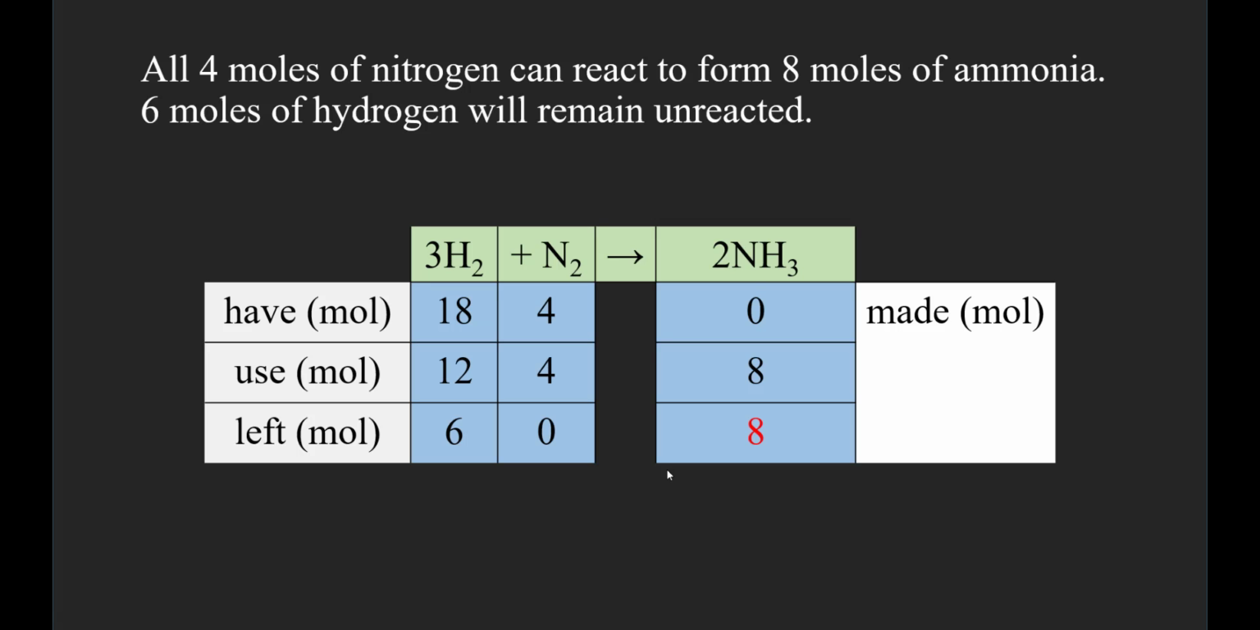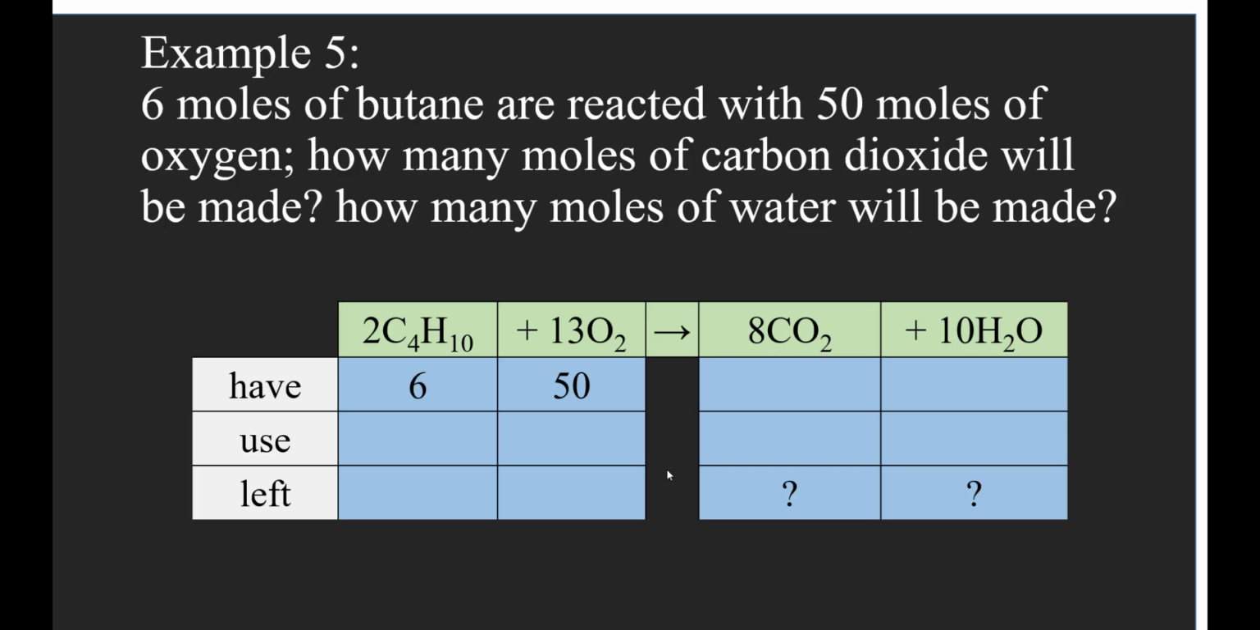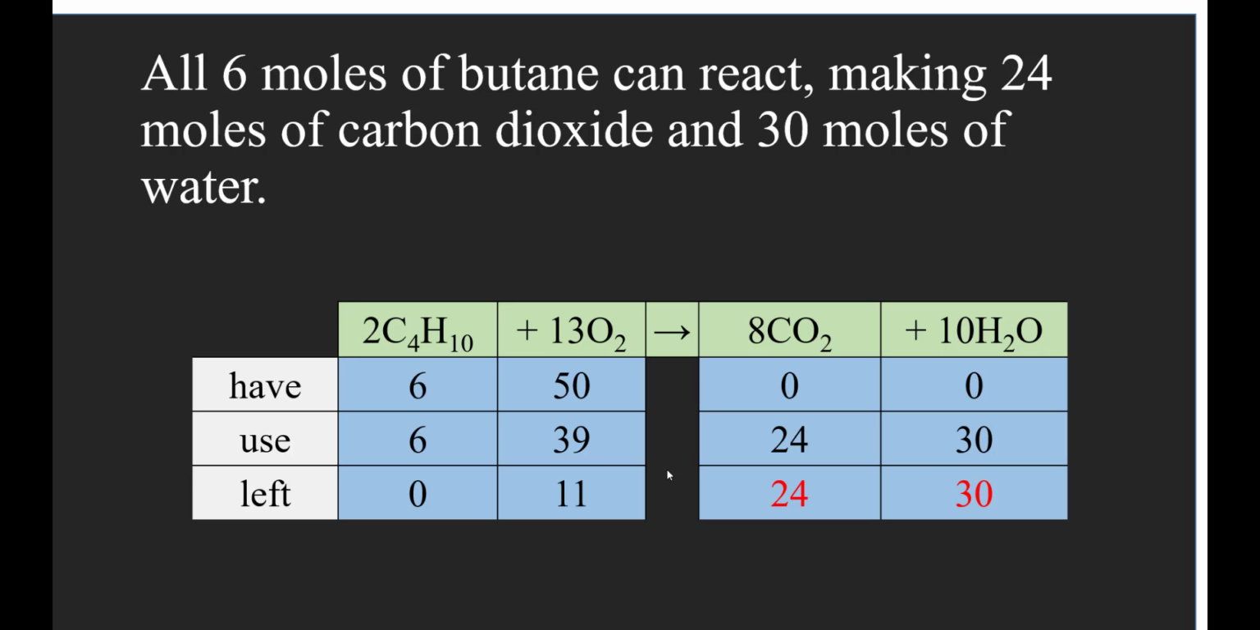Alrighty, let's keep going. Let's go to another example, this time with a little harder reaction, the burning of butane. Same kind of thing. I have 6 butanes and 50 oxygens, and what's going to happen? Well, let's try to drop down the 6 and see if it works out. Since the ratio is 2 to 13, I say, okay, 6 divided by 2 times 13 is 39 moles of oxygen are needed to react the 6. Do I have the 39? Yeah, I look up here, I have got 50. I'm all set. I can react all of this material.